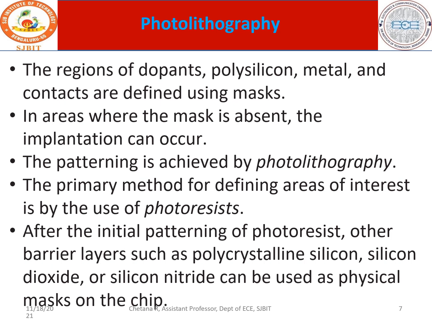The primary method for defining areas of interest is the use of photoresist. Photoresist is a layer grown on the wafer, which makes the beneath layer resist the photo. The light will have some impact on the bottom layer, and that is avoided by photoresist. After the initial patterning of photoresist, other barrier layers such as polycrystalline silicon, silicon dioxide or silicon nitride can be used as physical masks. So you can have different types of physical masks using silicon nitride or silicon dioxide.